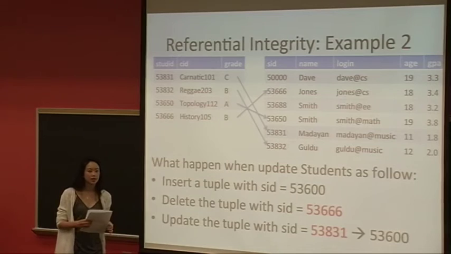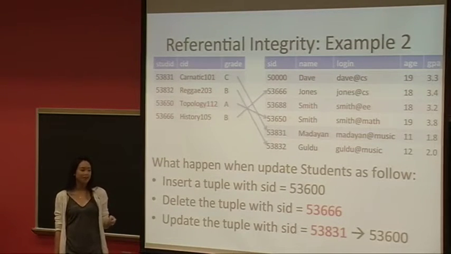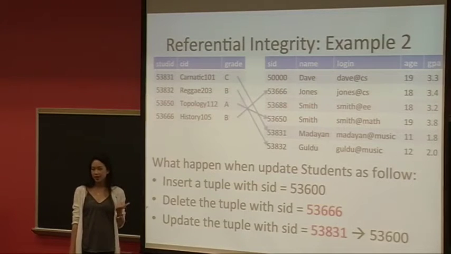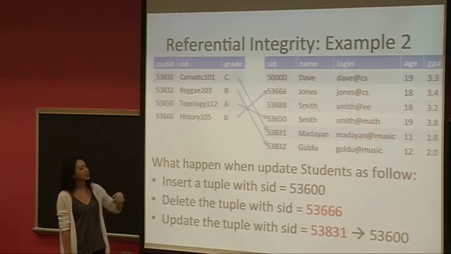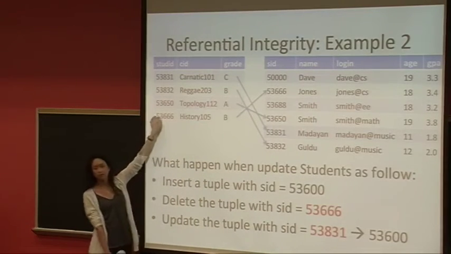Yeah? Delete the corresponding entry in enroll. Yeah, because of the cascade, right? Remember, if you recall, when we defined the constraints, we have on delete cascade. So not only this row will disappear, but also this row.